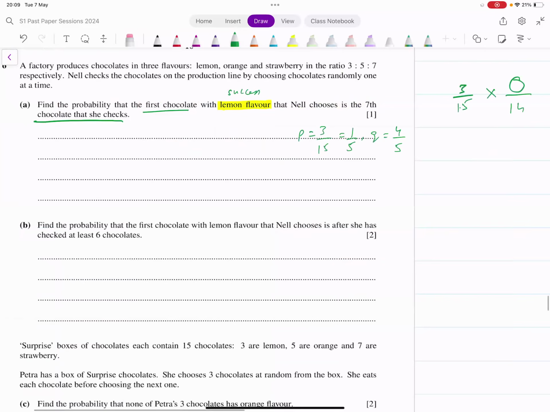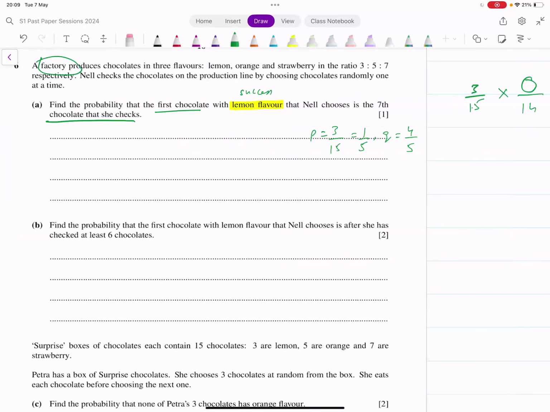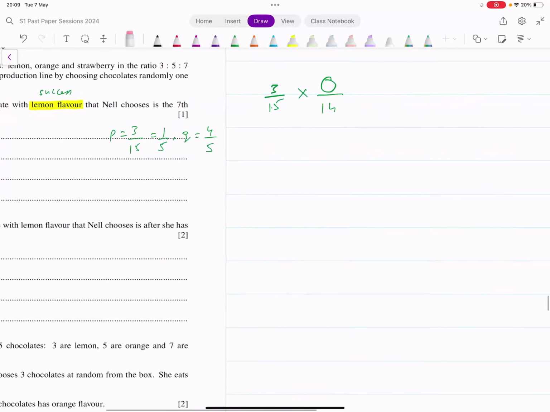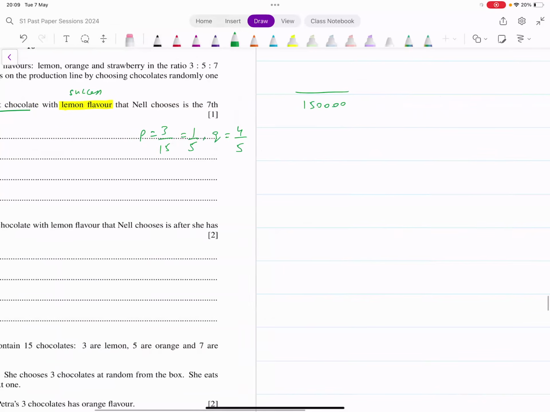However, we're talking about a factory. In a factory, the number of chocolates that they're producing on this production line is supposed to be fairly big. So it's not going to be actually just 15 chocolates. It will be something much bigger, maybe something like 150,000, something very big, basically. So out of 150,000, what's the probability of getting a lemon chocolate? That will be 30,000 over 150,000.